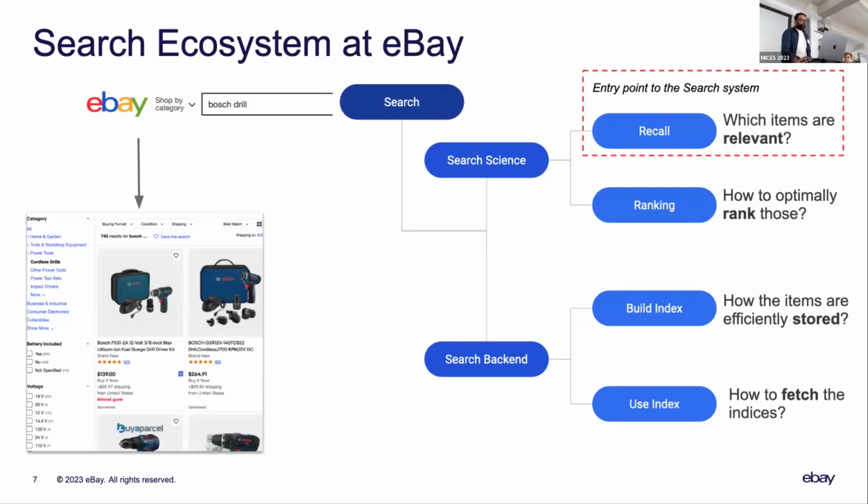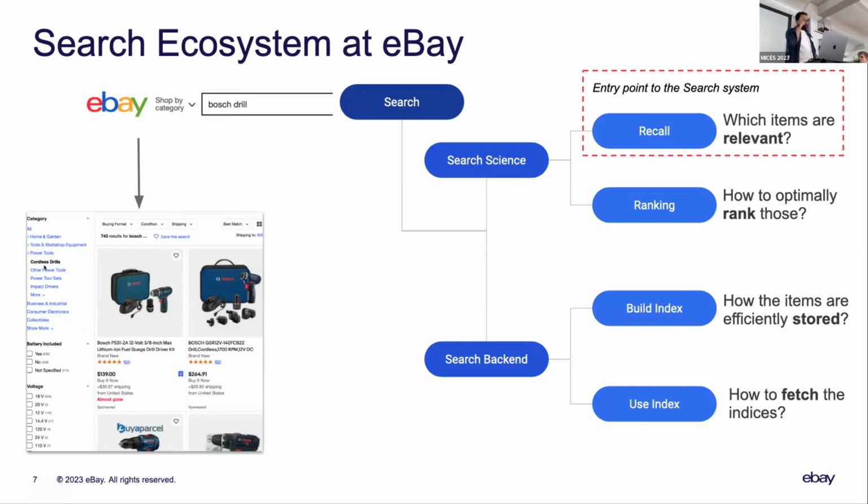Now let's take a broad overview of how search and its components work and why we are trying to focus on one particular aspect. You start off with a very simple search item, Bosch drill, and you are quite happy to see some items pop up. You have some aspects, like attributes of the items, that you can filter on.